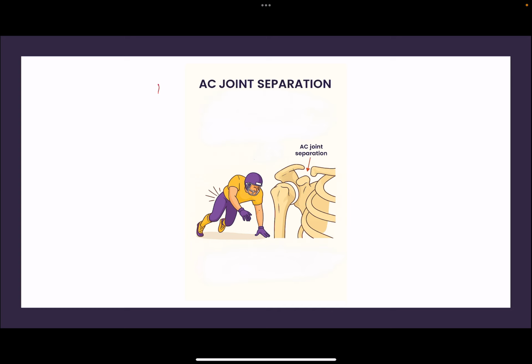AC joint separation. Here is the AC joint, the connection between the acromion and the distal clavicle. Here is the acromion and the distal clavicle. AC joint separation is an injury caused by a direct fall onto the outer shoulder. It's common in contact sports and accounts for a significant portion of shoulder girdle trauma.